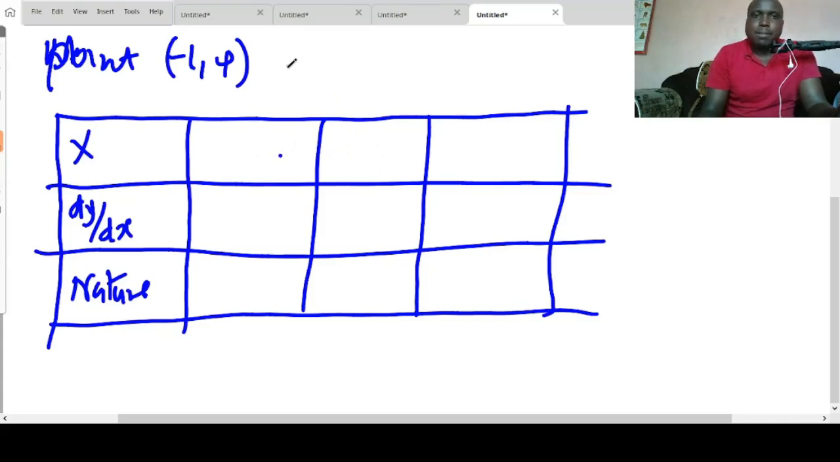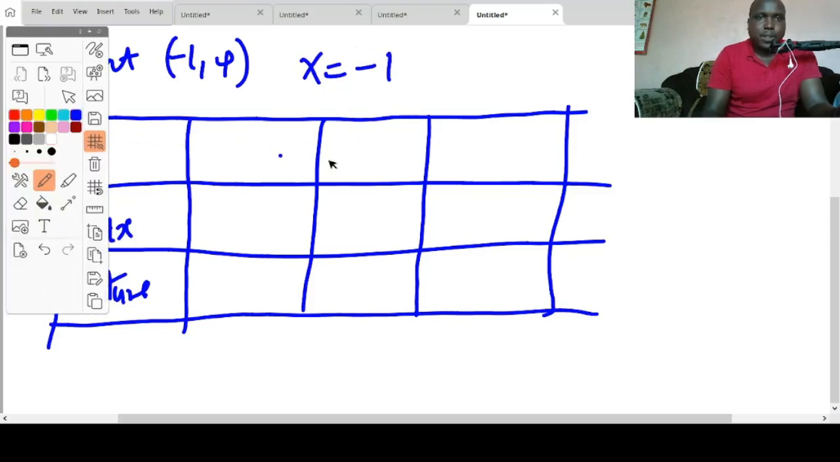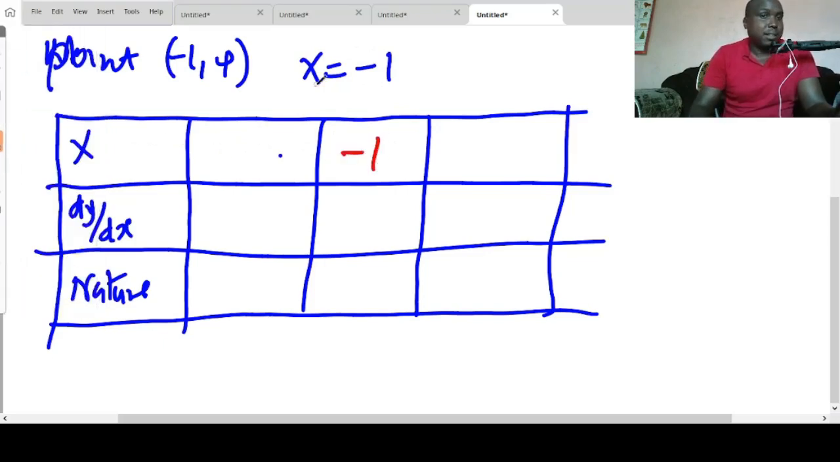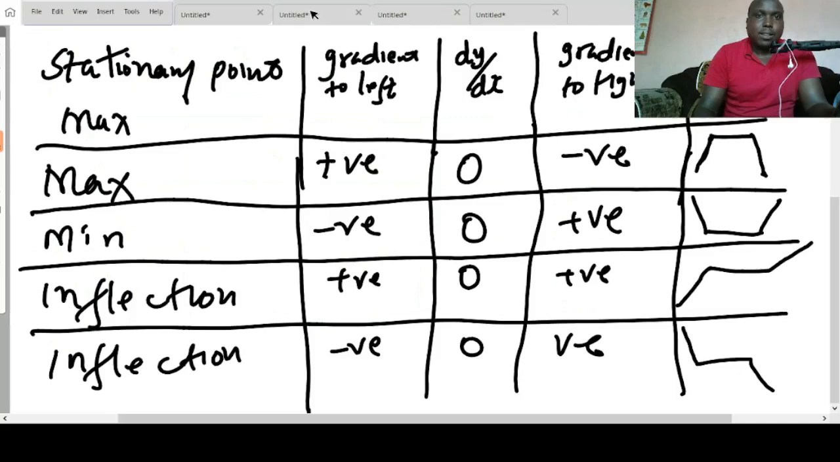So we have the value of x here. We are considering x is equal to -1. We put that value at the center of these 3 columns, 1, 2, 3. So we take our -1, the value of x, and put it in the middle, and we make space to the left and to the right. In the middle we have the gradient. You are going to see that the gradient, dy over dx, is always going to be 0.